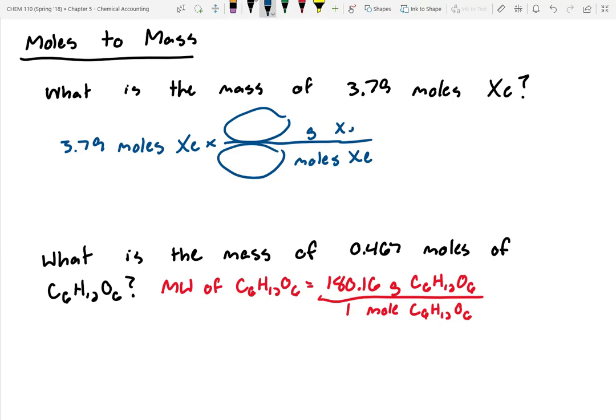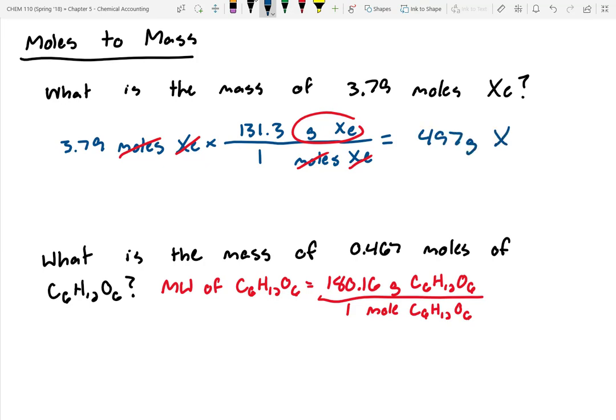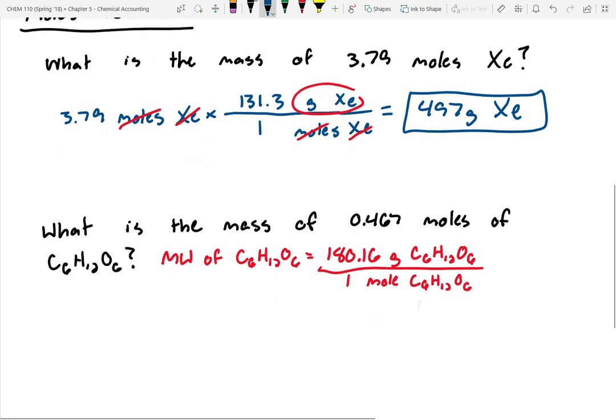If you look at the periodic table, xenon's number 54, so the mass is 131.3. Does that go on top or bottom? Top. So it'd be 131.3 grams per every 1 mole. Now we've canceled out moles of xenon. We're left with grams of xenon. And when I plug this in, I'm getting 497 grams of xenon. Is that what you guys are getting? Yep. All right. That's good.